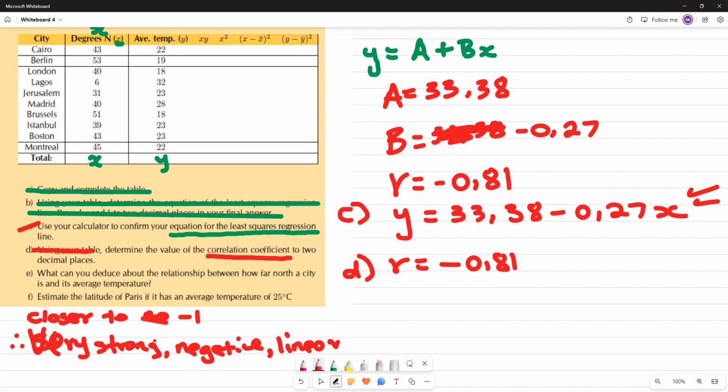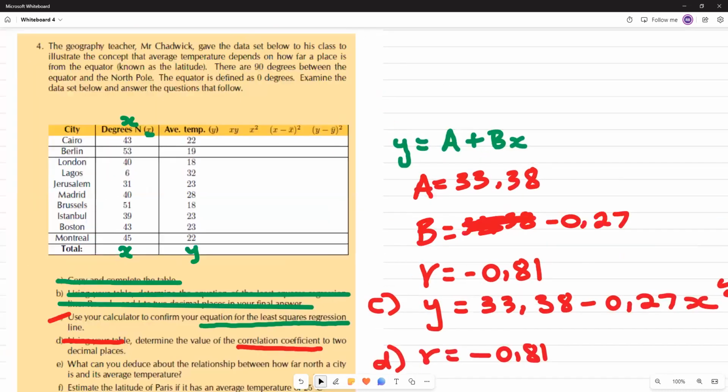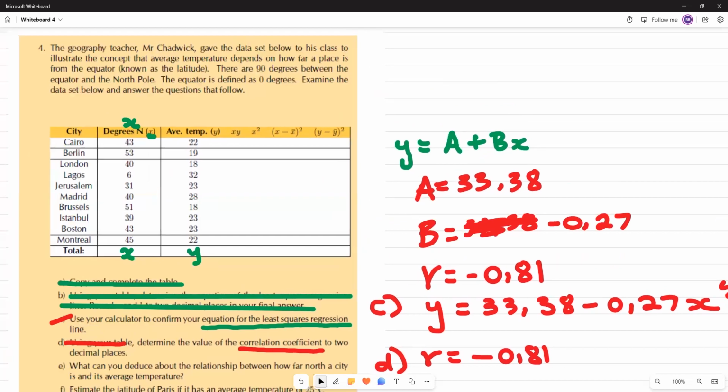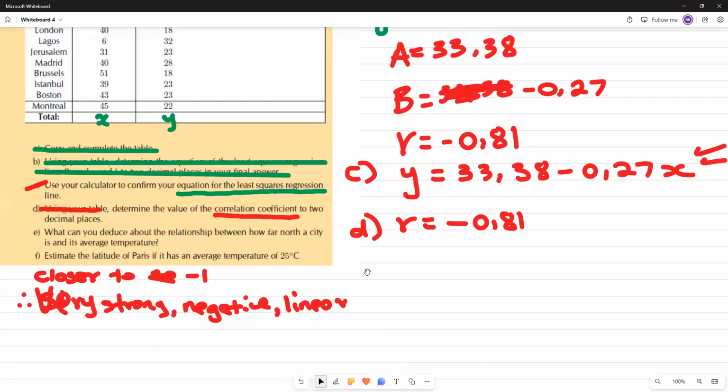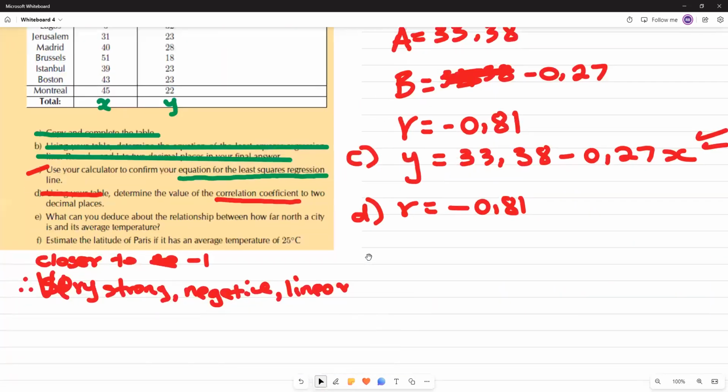Wait, let's go up and read the scenario actually, and then you'll understand what I'm saying. They say the geography teacher, Mr. Chadwick, gave the data set below to his class to illustrate the concept that average temperature depends on how far a place is from the equator. You see, so they are comparing the distance and what? They are comparing the distance and the temperature. So as the distance increases, the temperature is going to decrease. That makes sense.